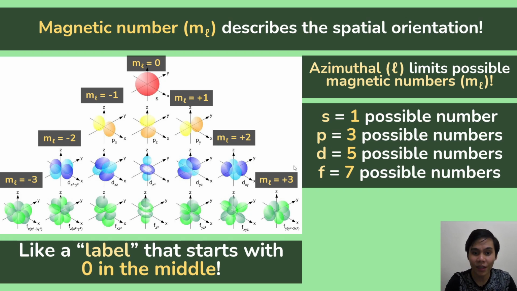For your d shape, there's 5 possible orientations. So the numbers that are possible are -2, -1, 0, 1, and 2. And finally, for your f shape, there's 7 possible numbers. So we can go from +3 to -3, along with a 0 magnetic number. All right. So the magnetic number is like a label or a name for the spatial orientation. And it always starts with the middle, which is the 0 number. So that's why we have 0, then 1, -1, 0, 2, -2, and so on for your s, p, d, and f azimuthal numbers.